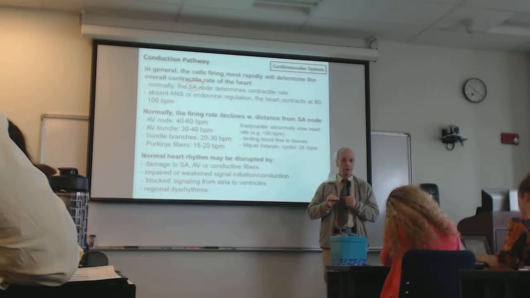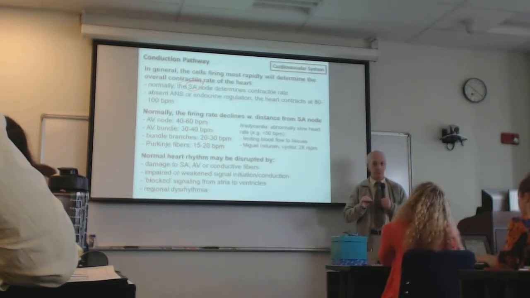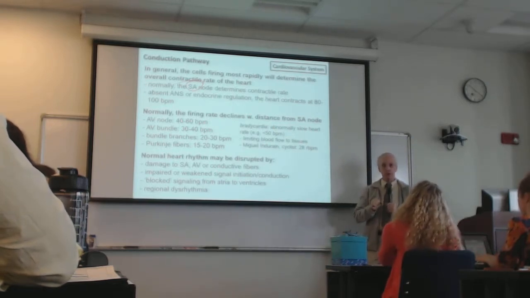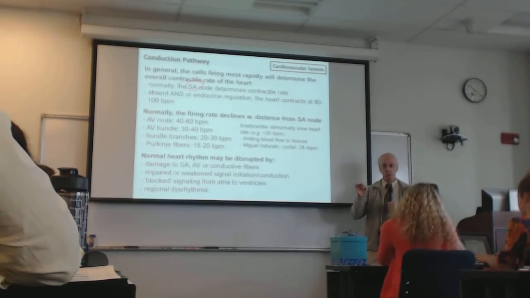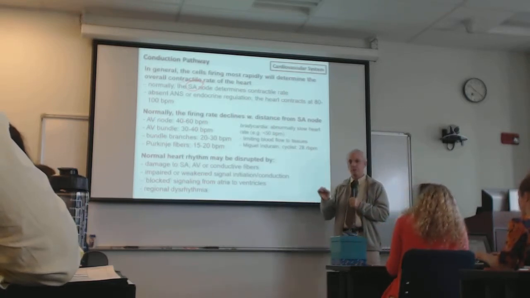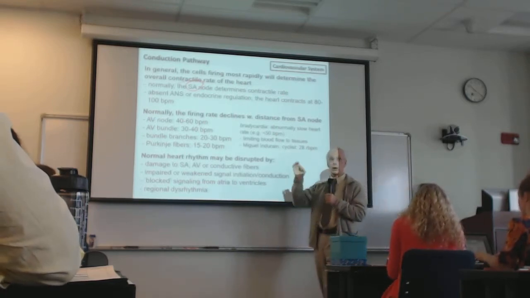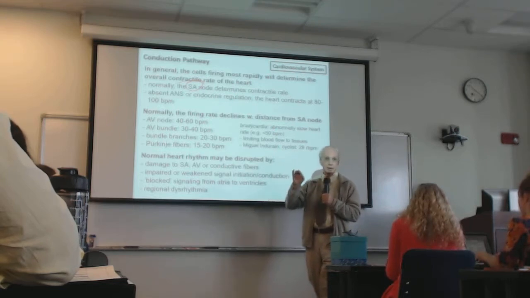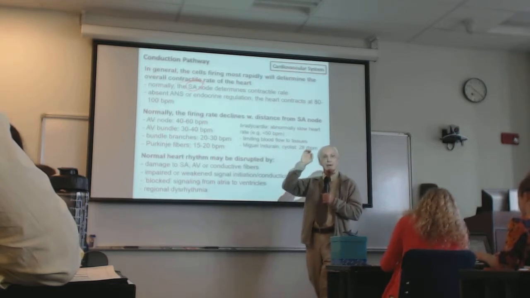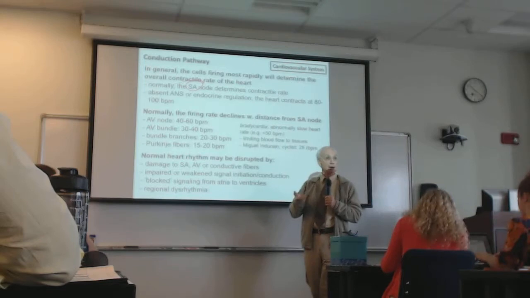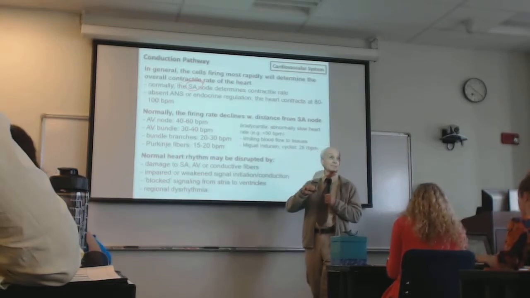The SA node is the fundamental timekeeper of the heart. Yet, all of the cells of the heart, to one degree or another, exhibit autocontractility and autorhythmicity. Nice thing, those two words at the same time. That means they will contract on their own at their own individual rhythm. This includes both the pacemaker cells and the contractile cells.